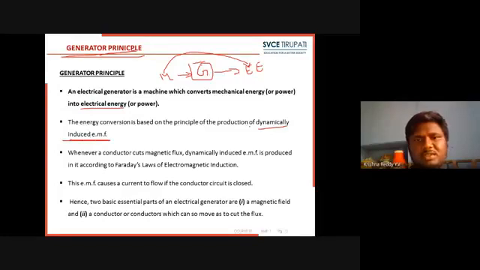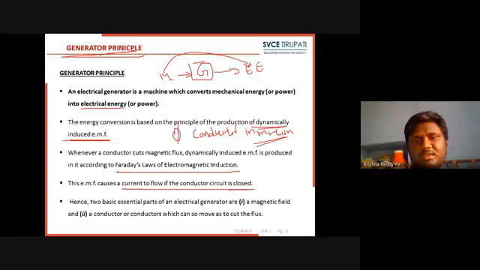Dynamically induced EMF means we have a time invariant flux and a conductor in motion. Whenever a conductor cuts magnetic flux, dynamically induced EMF is produced according to Faraday's law of electromagnetic induction. The EMF causes current to flow in the conductor when the circuit is closed.